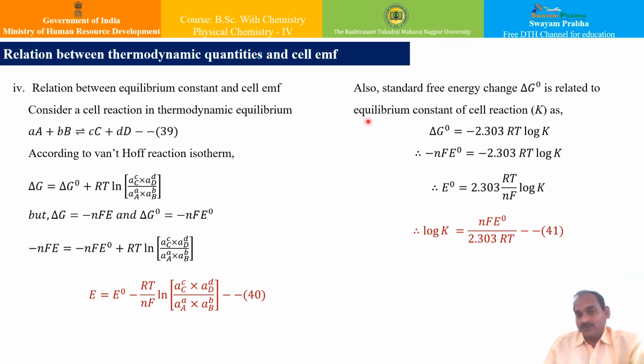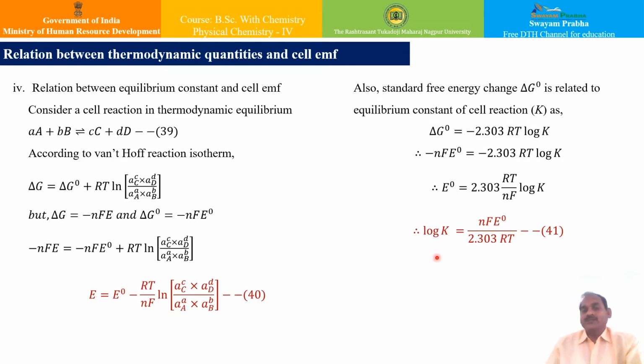Now we also know that the standard free energy change delta G is related to the equilibrium constant, that is the cell constant, in this fashion: delta G standard is equal to minus 2.303 RT log of K, or minus RT ln K also we can write down. So we have converted natural log into log to the base 10. Now if I substitute the value of delta G standard over here, it will be minus NFE standard is equal to minus 2.303 RT log K, and therefore I can find the standard EMF expression as 2.303 RT upon NF log K, and therefore log K can be found as NFE standard upon 2.303 into RT.